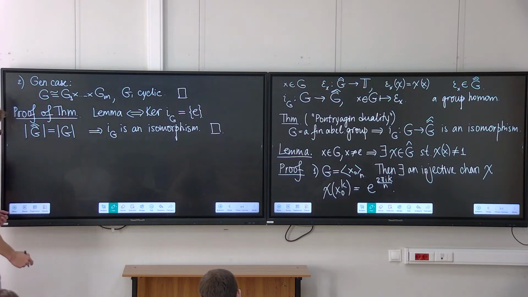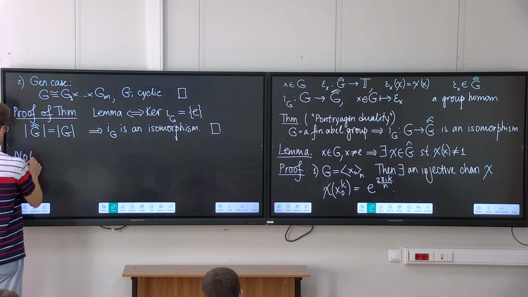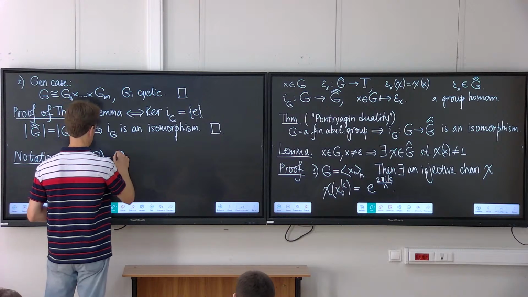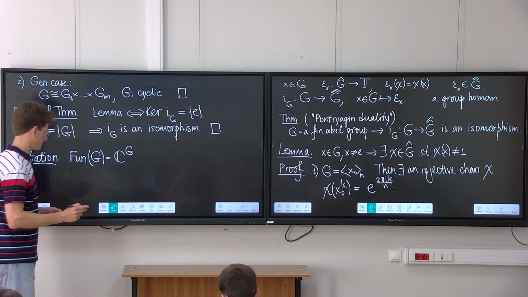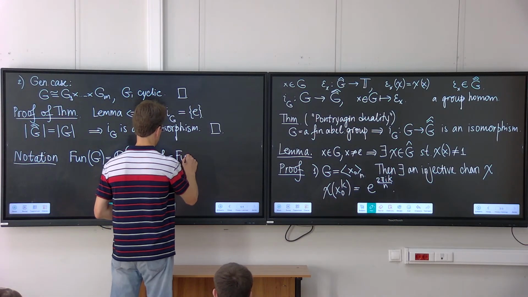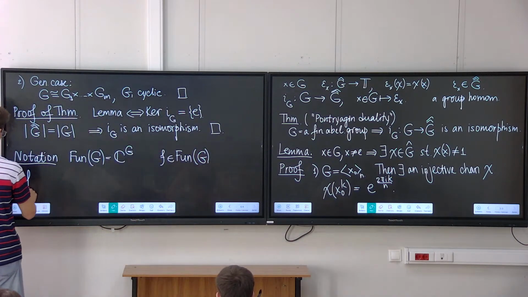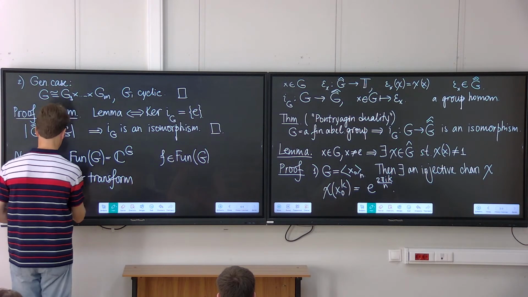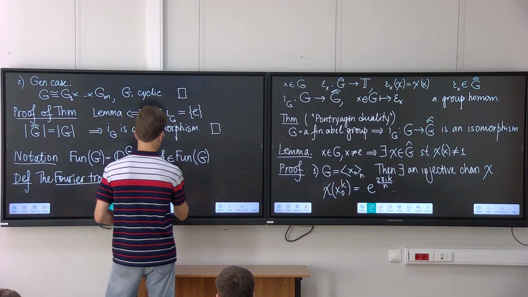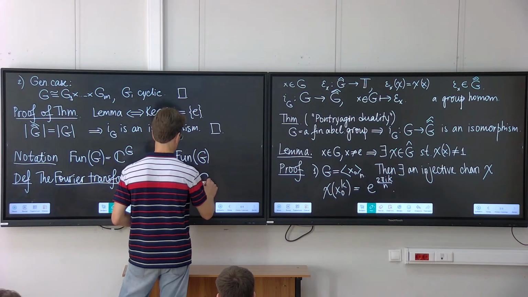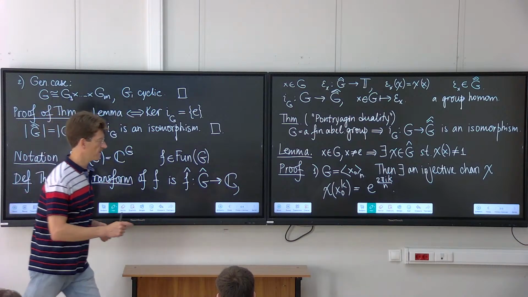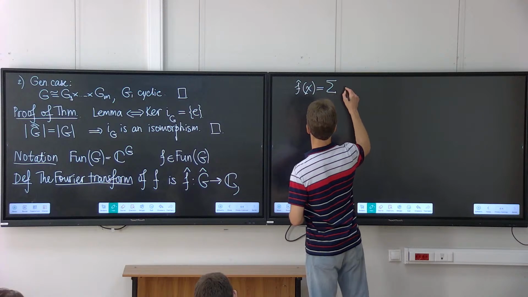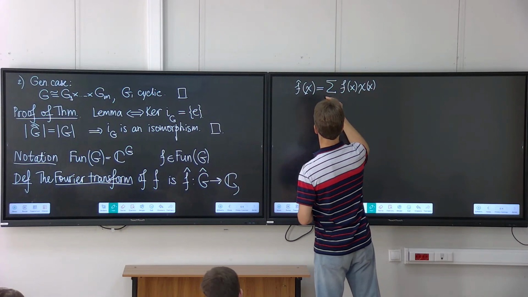Okay, let's now discuss another fundamental notion of harmonic analysis, namely the notion of the Fourier transform, again in the context of finite abelian groups. Well, so let's denote by Fun(G) the space of all complex valued functions on G. We take a function f on G, and we define the Fourier transform of f to be the following function f hat, which is defined on the dual group, and it is given by the following formula: f hat of chi is equal to the following sum. So the sum is taken over all elements in G.